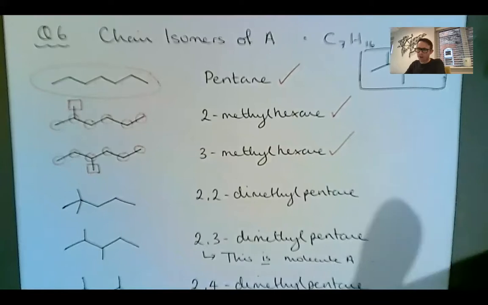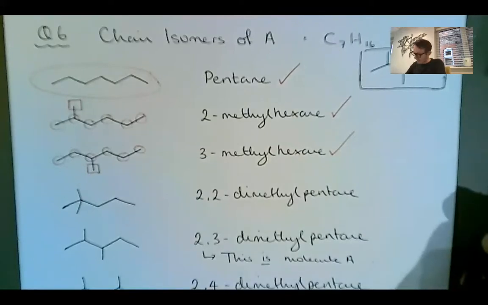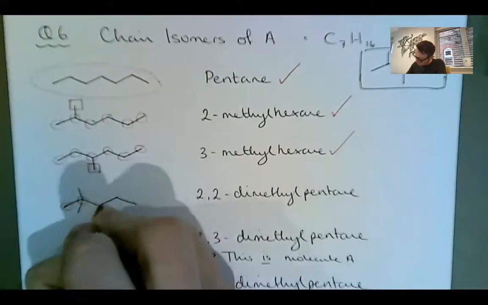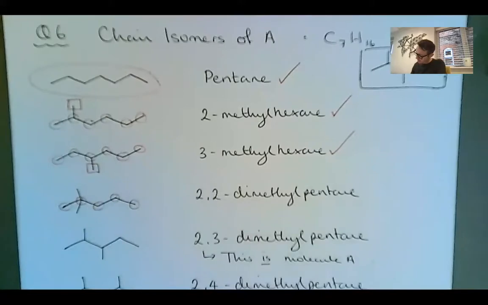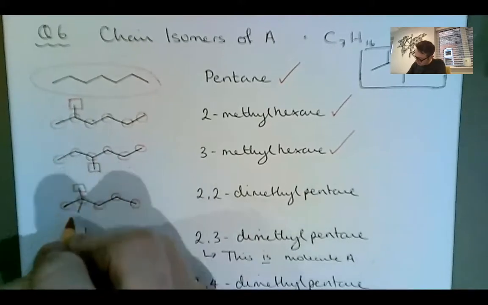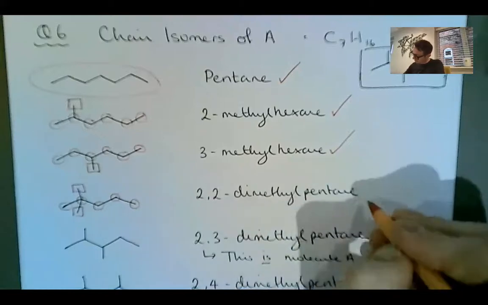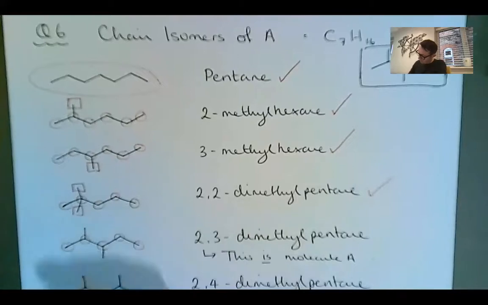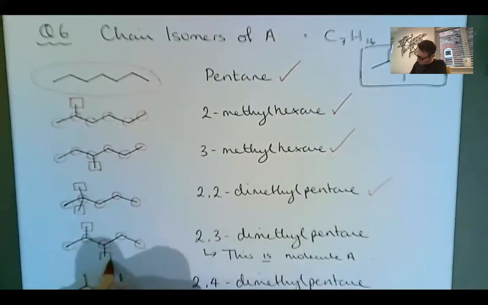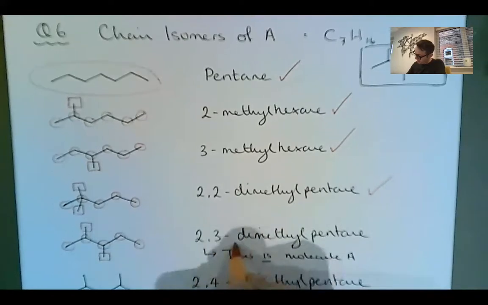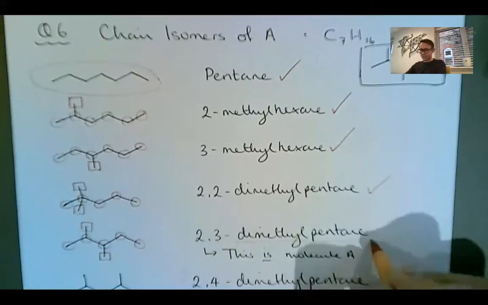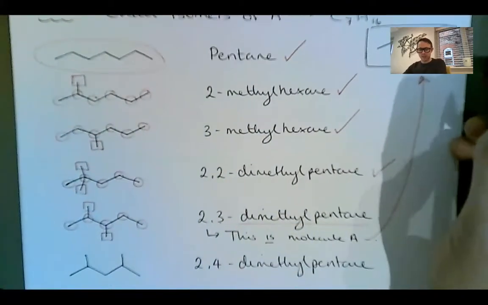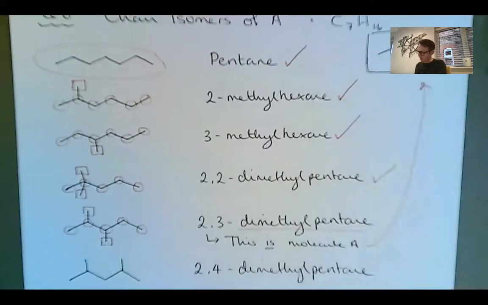So let's look at 5-carbon chains. If I've got a 5-carbon chain, I need to have 2 branches on it. So I could have, there's my 5-carbon chain, 3, 4, 5. And I could have a methyl on 2 and another methyl on 2. So 2,2-dimethylpentane. I could have a 5-carbon chain with a methyl on 2 and a methyl on 3. So that would be 2,3-dimethylpentane. Now that is actually molecule A.